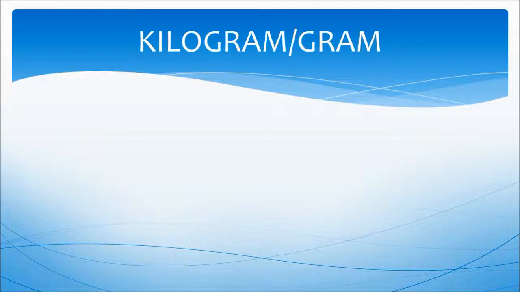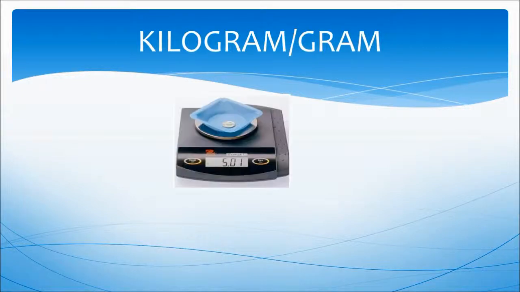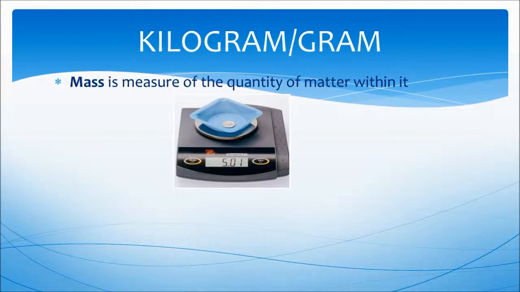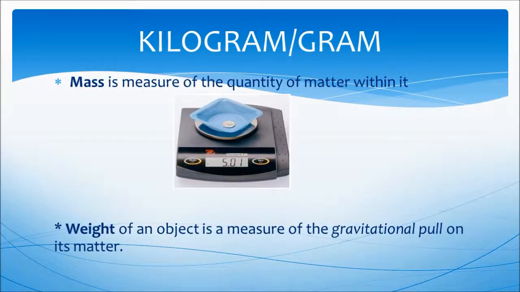The mass of an object is a measure of the quantity of matter within that object. Now, you may be familiar with weighing yourself on a scale, and you say, this is my weight. There is a difference between the mass and the weight. Weight of an object is a measure of the gravitational pull on its matter. And so your weight on Earth will be different from your weight on the moon, whereas your mass will remain constant.